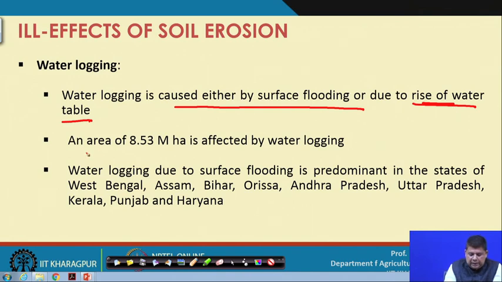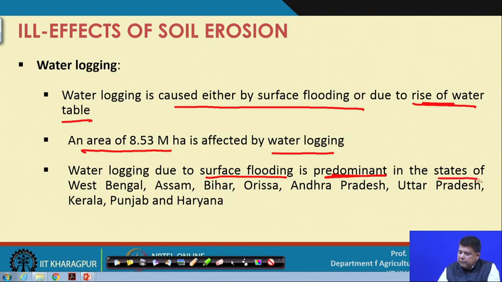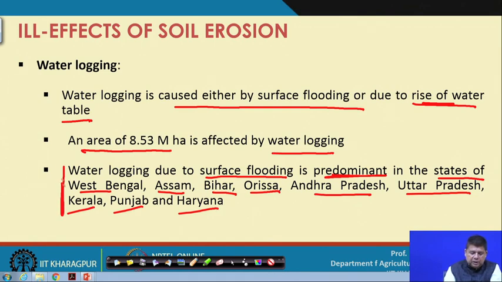In India, around 8.53 million hectares are affected by waterlogging, and surface flooding is predominant in the states of West Bengal, Assam, Bihar, Orissa, Andhra Pradesh, Uttar Pradesh, Kerala, Punjab and Haryana. So, you can see almost all the major states of India have ill effects of soil erosion in the form of waterlogging.